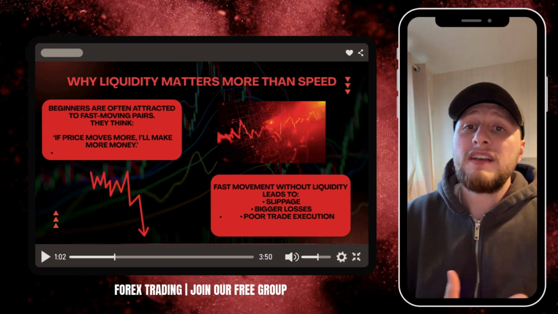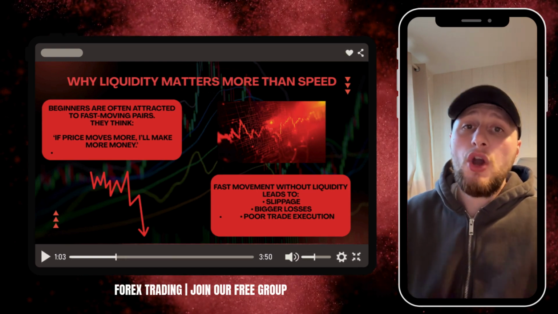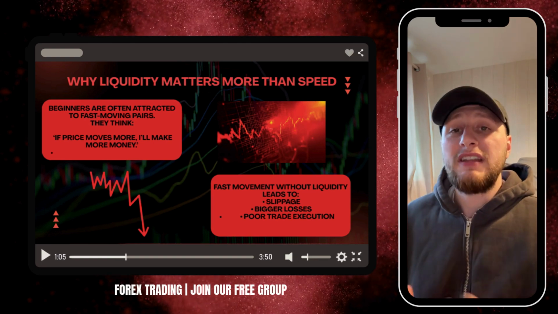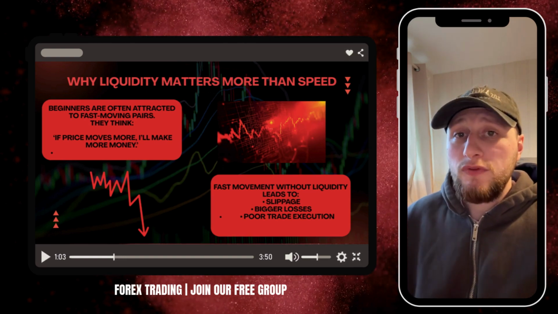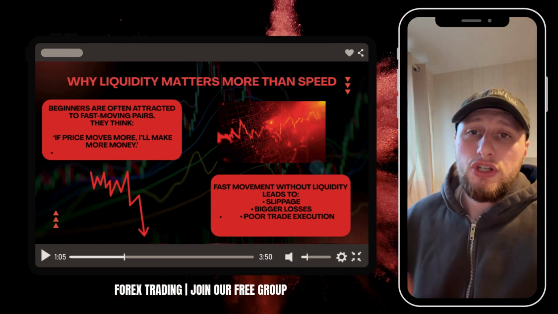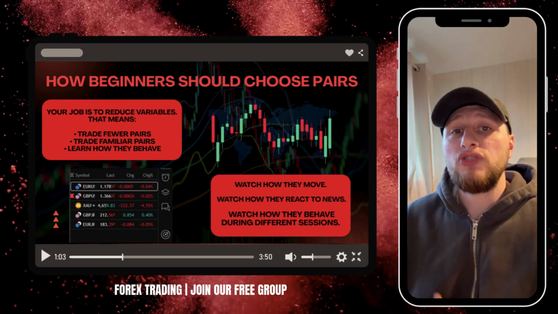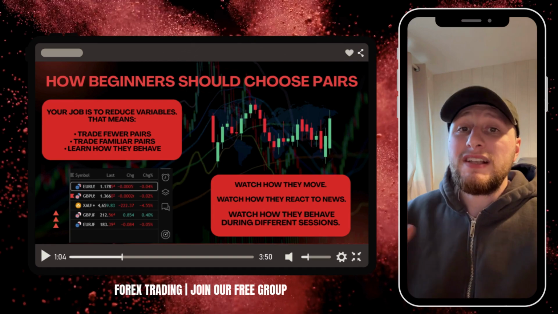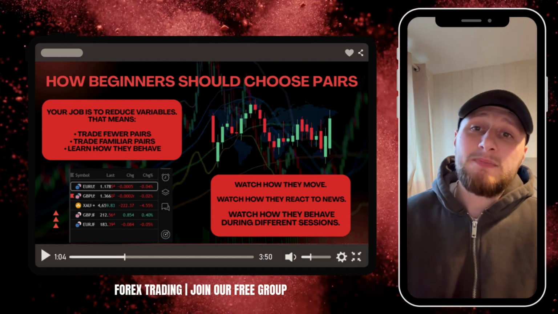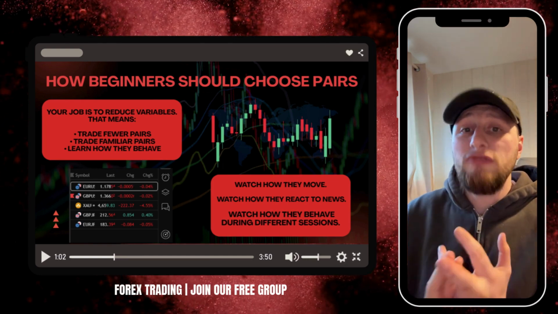If you want to improve faster, do this. So pick 1 or 2 major pairs and learn them deeply. Watch how they move, watch how they react to the news, and watch how they behave during different sessions. Different pairs move differently, some trend smoothly, some range more, some spike aggressively during news. So if you don't understand the personality of a pair, you'll think the strategy is broken, when really your expectations are just wrong. Forex is not about finding the best pair, it's about finding the pair that fits your personality, your schedule, and your risk tolerance.